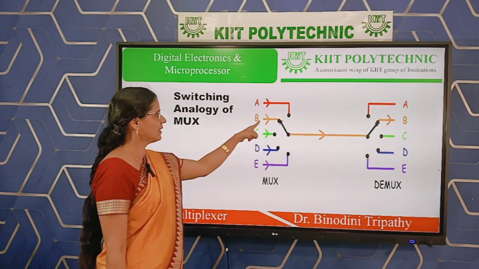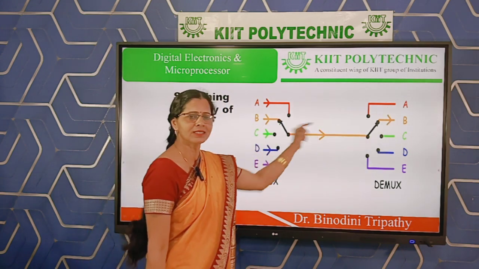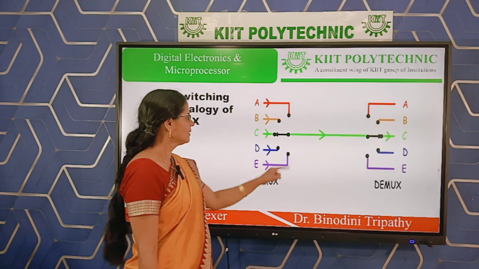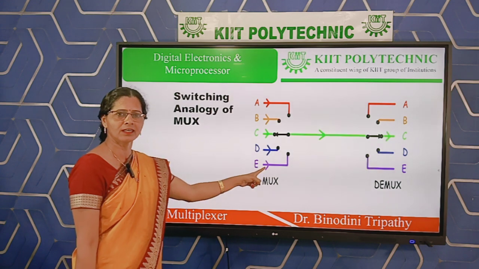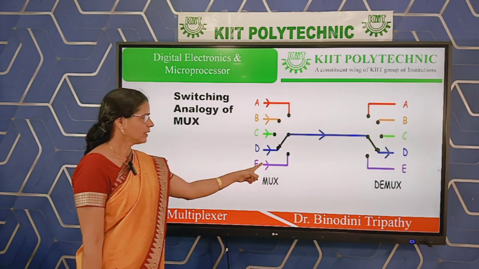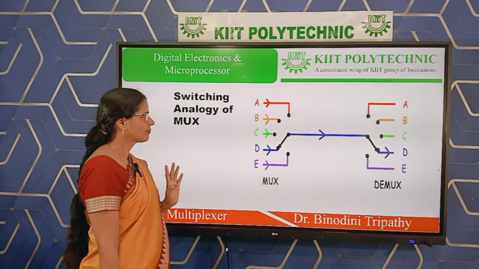When B is selected, that B will be available here. When C is selected, accordingly C will be available here. So like that, your multiplexer is functioning with electrical equivalency. In terms of electrical equivalency, your MUX is acting like this.